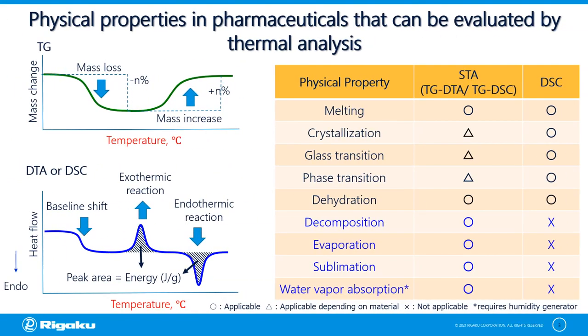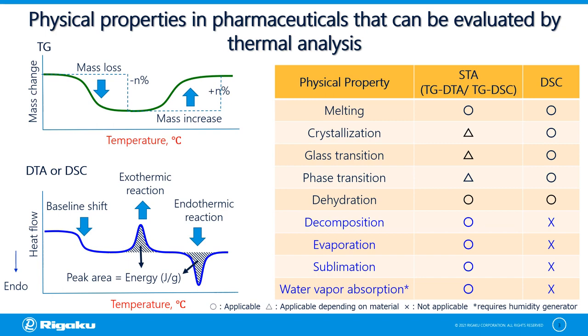Here is an illustration of a TG curve indicating mass loss and mass increase, and how the common reactions are represented in a DTA or DSC curve, which are both plotted against temperature. By combining both TG and DTA or DSC, we can elucidate reactions such as the reactions listed on the table on the right side of this slide.